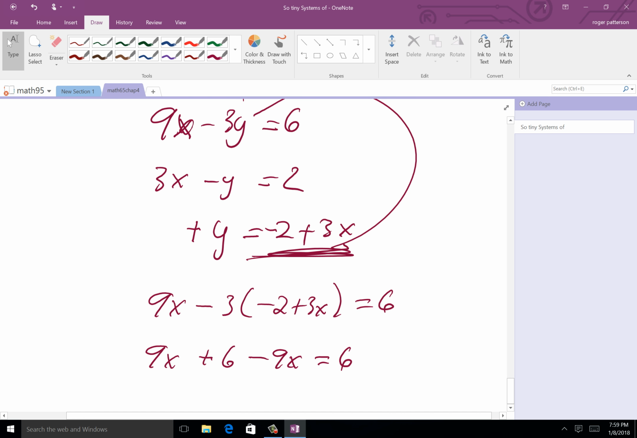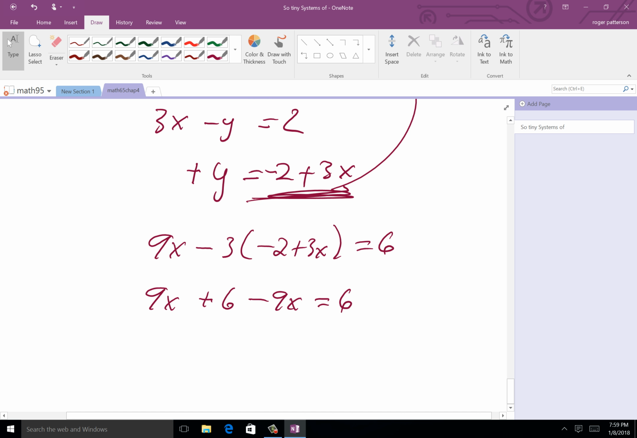And what happens here? Yeah, those cancel out, don't they? And we get 6 equals 6. What the heck? Did anybody graph this? What happened when you graphed it? Anybody try graphing it? No? You just said 6 equals 6. This is a crazy problem. I don't know what's going on.